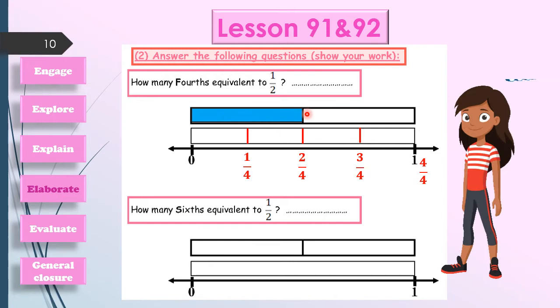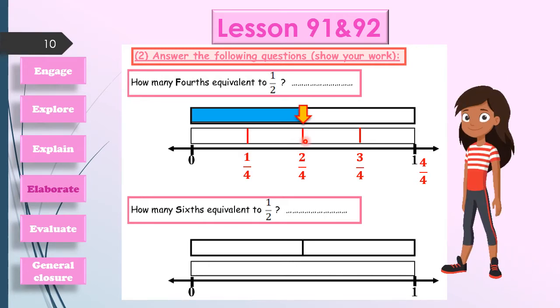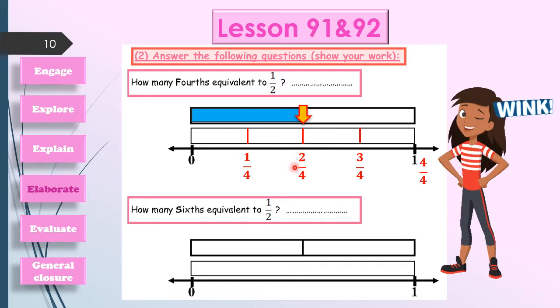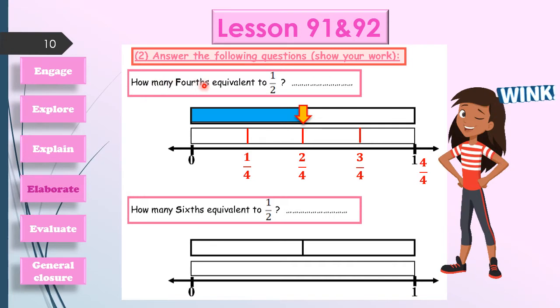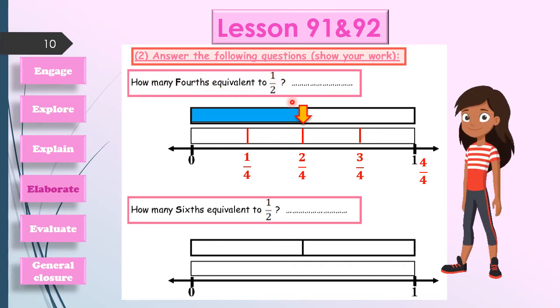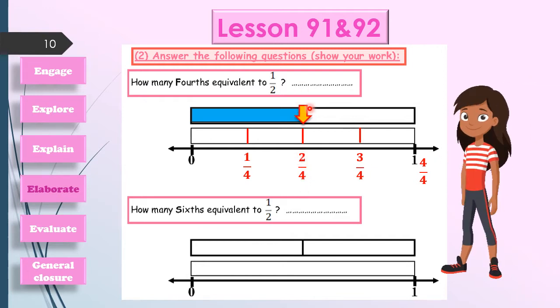And pointing to the half of the next one, it will be pointing to the fraction called 2 fourths. Then our answer to this question, how many fourths are equivalent to half? It will be 2 fourths. Mentally, 2 fourths. And I will write down here 2 fourths.